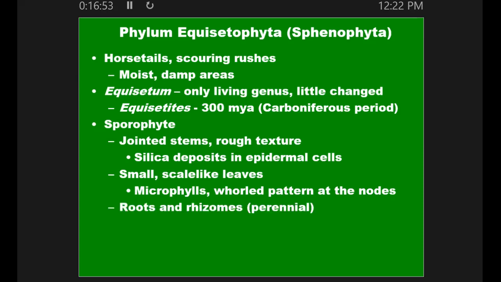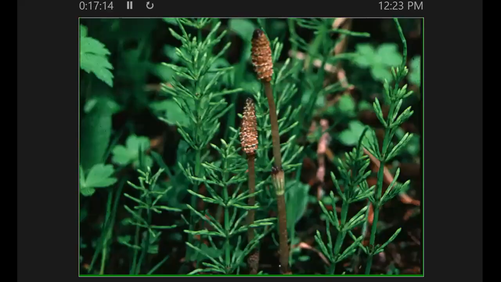They have true roots and they have rhizomes, those underground stems. And so they can pop up a new sporophyte every spring. So look for them this spring when you're out hiking or biking around, you'll start seeing them. Okay, so the sporophyte, very obvious once you train your eye.